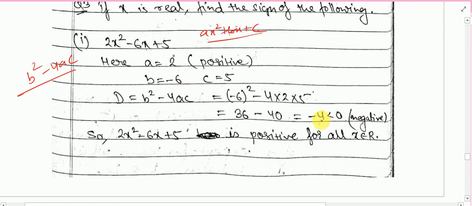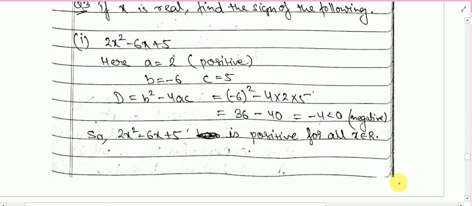Here it's minus 4, that is less than 0. So the sign of the quadratic function will be the same as the sign of a. The sign of a is positive. Therefore this quadratic function is positive for all x. No matter what value of x you take, this will always come a positive number. You may try that.